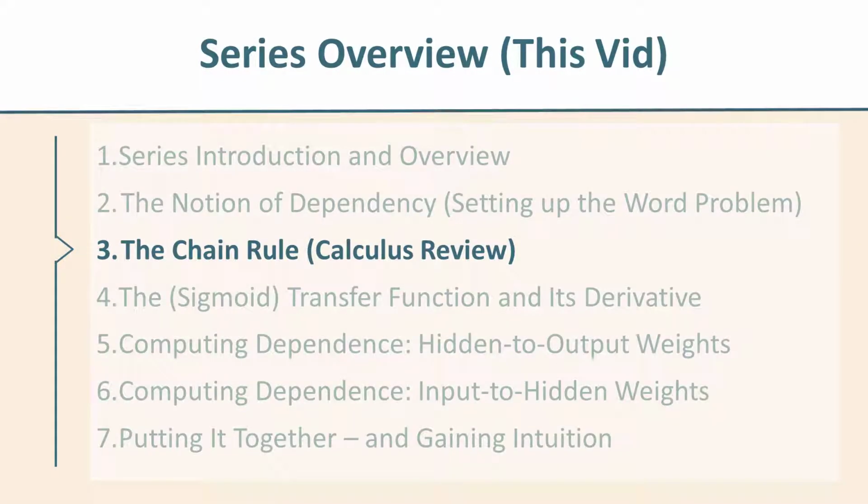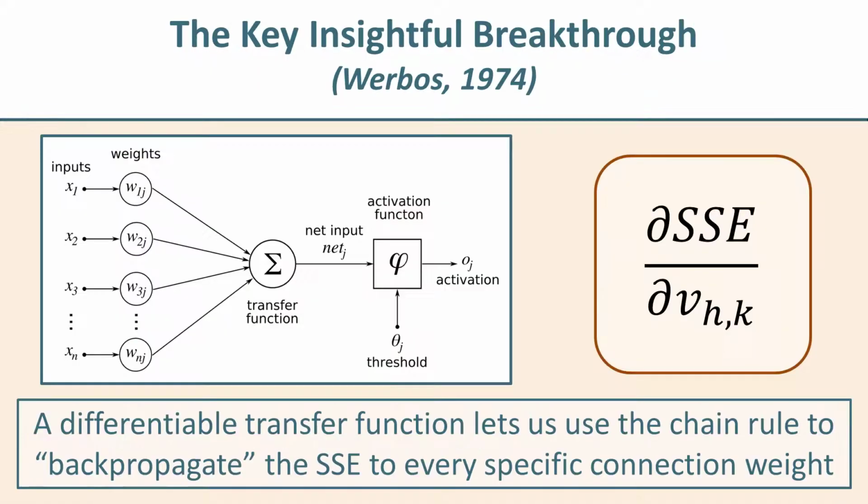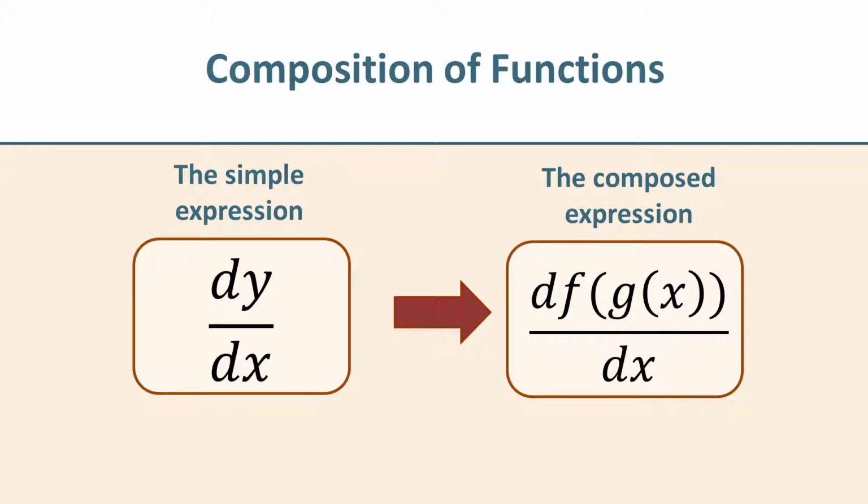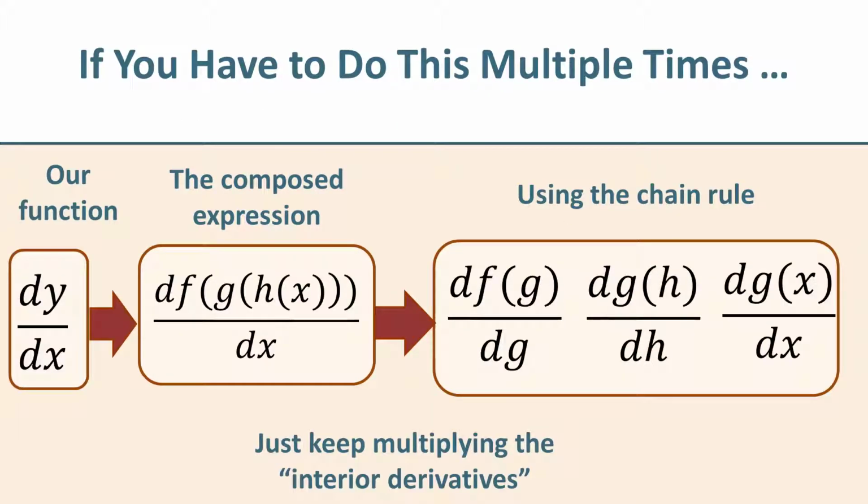And here, we're especially going to focus on how we use the chain rule to figure out the dependence of the sum-squared error on a given connection weight. We left off in our last vid for getting our general understanding of the chain rule. Now we're going to make it more specific and applied.